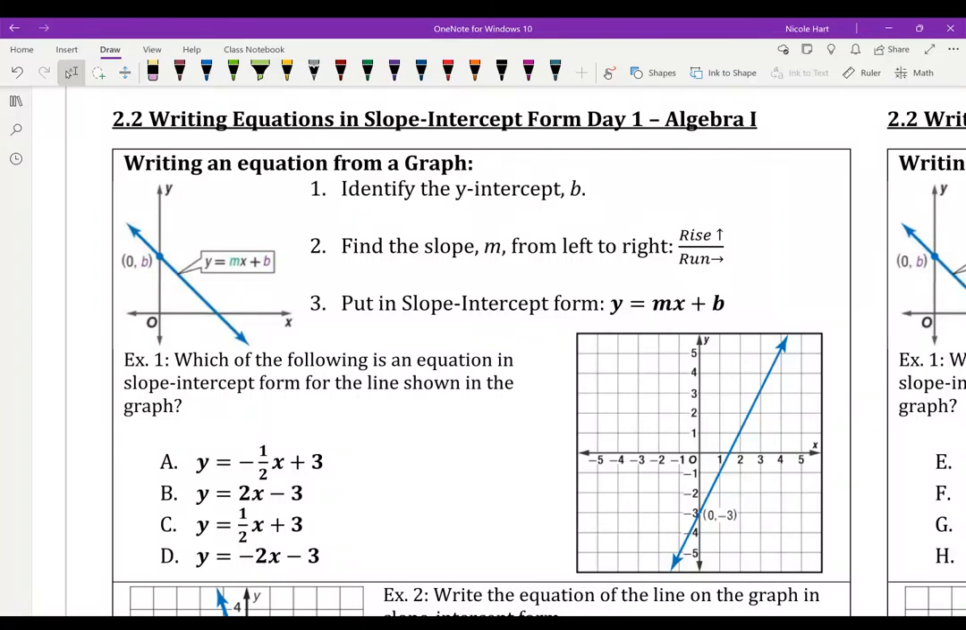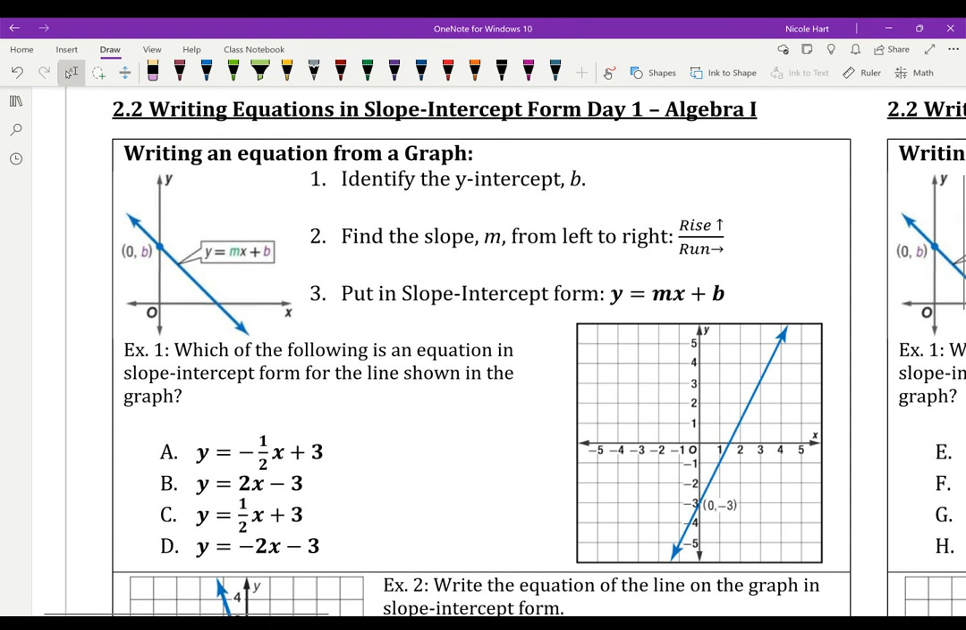Today we are going to be looking at writing equations in slope-intercept form. So we previously had talked about graphing equations in slope-intercept form. So just a reminder, slope-intercept form is y equals mx plus b, with that b representing your y-intercept and the m representing your slope.